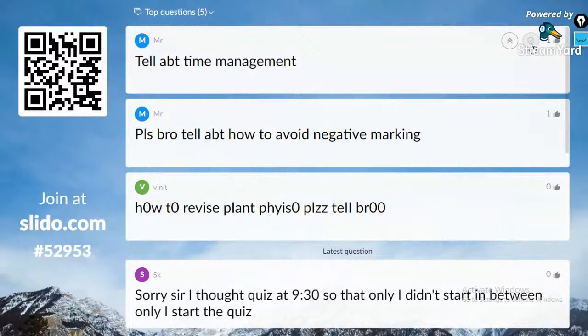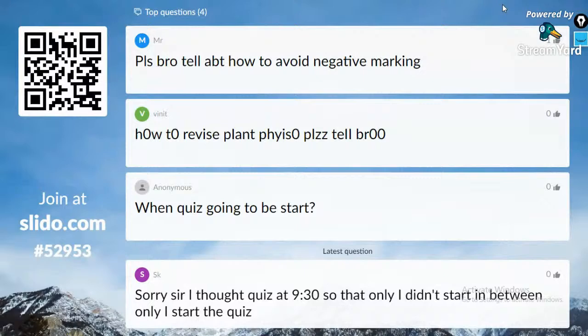Negative marking. How to avoid negative marking in the NEET examination is the next question. The first thing is, don't be overconfident about something. You have to be well aware that you have prepared everything, but don't be overconfident.